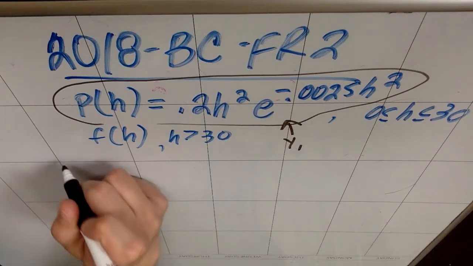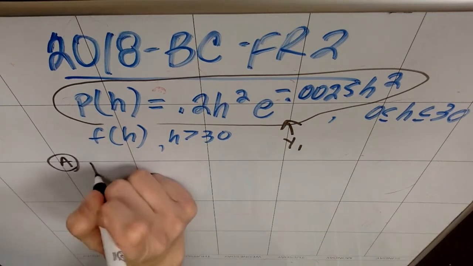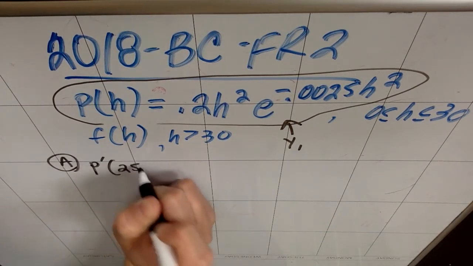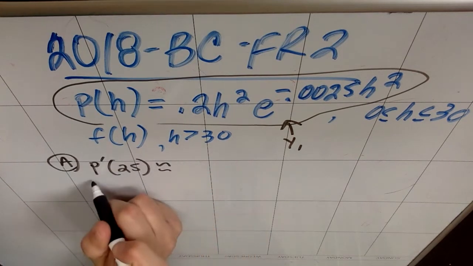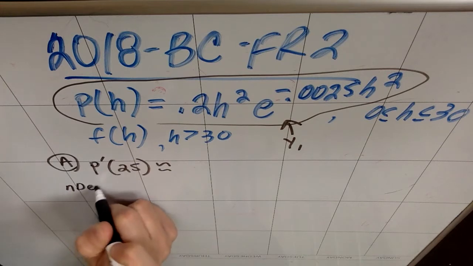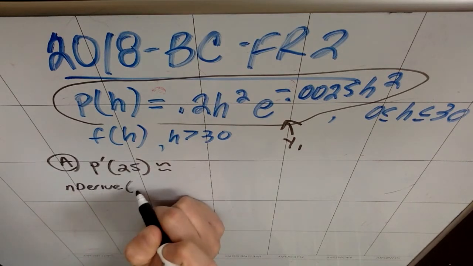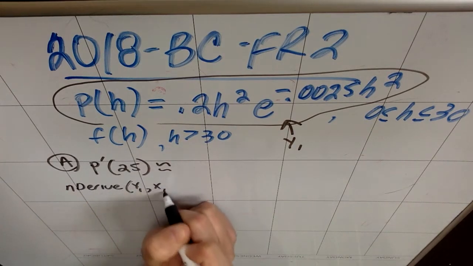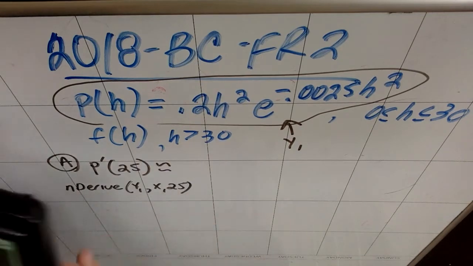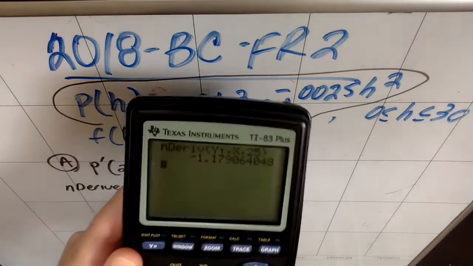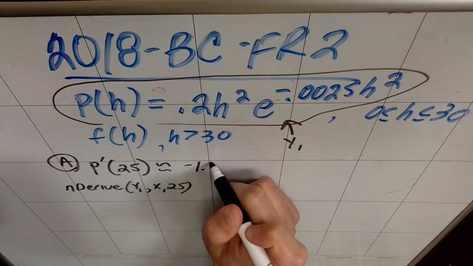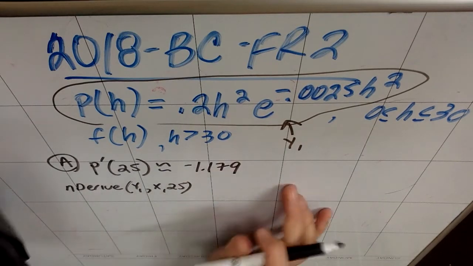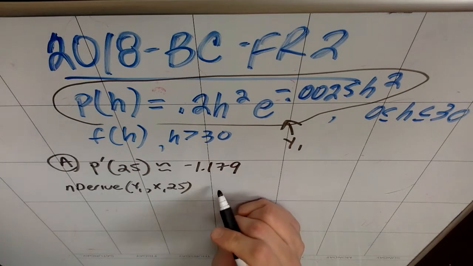So part A is asking you to find P prime of 25. You're just going to make your calculator do the heavy lifting. There are two ways to do that. You can either use nDeriv, which is Math 8, and do y1 with respect to x at 25, which is fine. So if you quit out, it's going to look like that, and you hit enter. There's another way to do it, but I'm going to suggest that's the easier option here. So you're going to get negative 1.179.